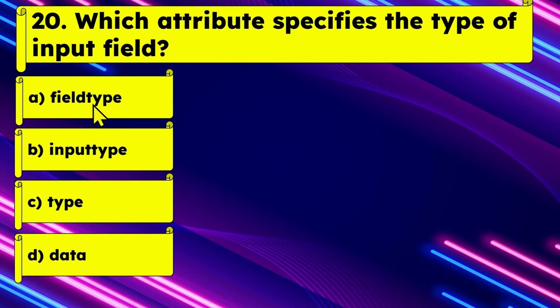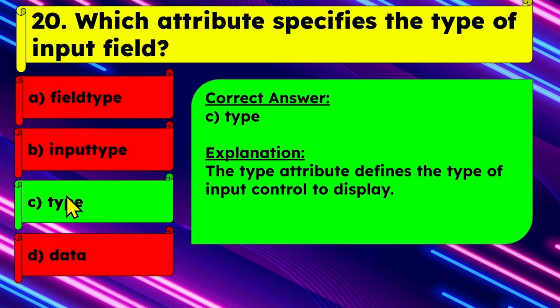Our next question is, which attribute specifies the type of input field? Option A field type, option B input type, option C type, or option D data. So here definitely the correct answer will be option C. As you can see, the type attribute defines the type of input control to display.